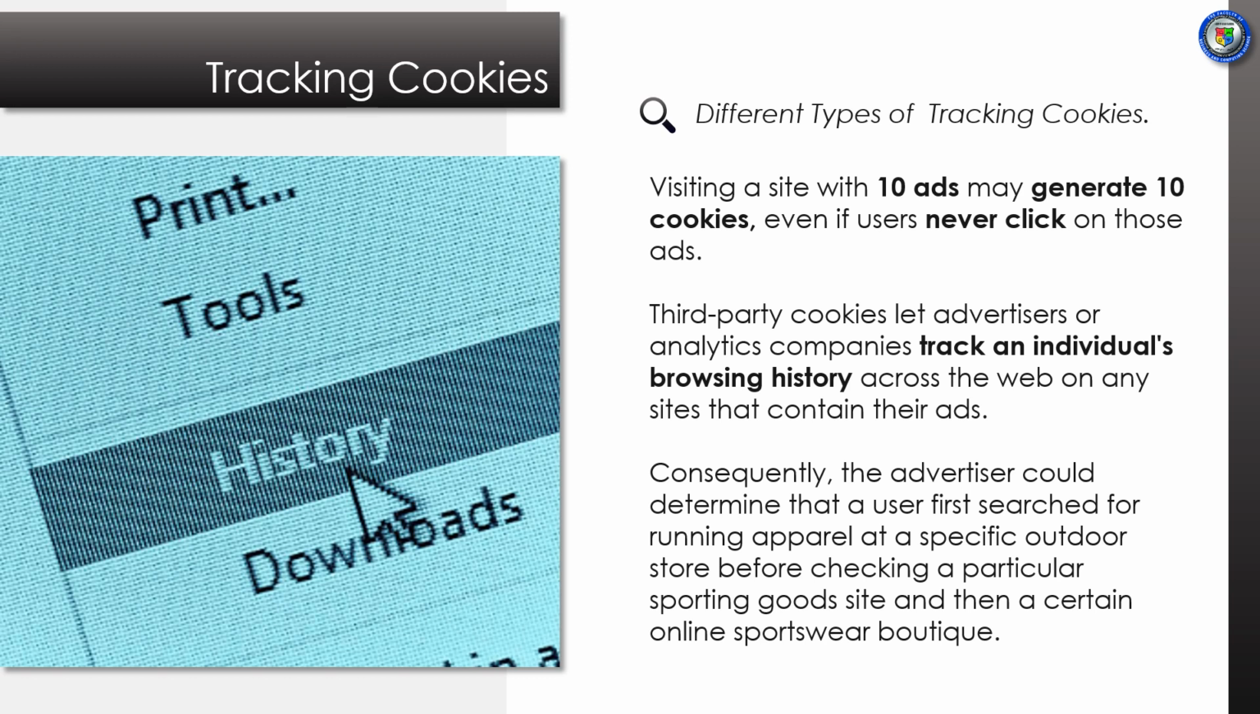With that in mind, if we're visiting a site with 10 ads, this may generate 10 cookies, even if users never clicked on those ads. Third-party cookies let advertisers or analytics companies track an individual's browsing history across the web on any sites that contain their ads. Consequently, the advertiser could determine that a user first searched for running apparel at a specific outdoor store before checking a particular sporting goods site, and then a certain online sportswear boutique.